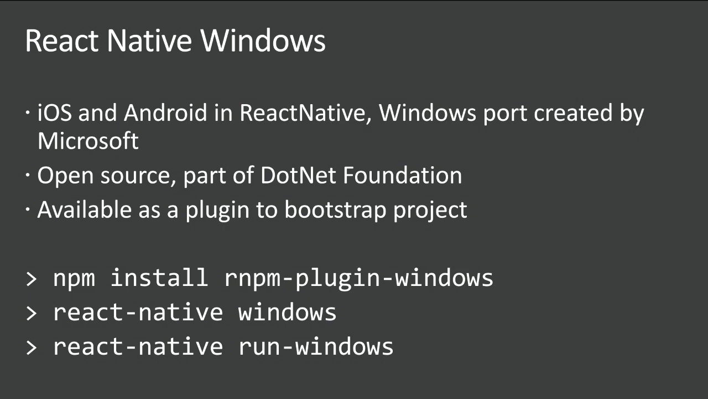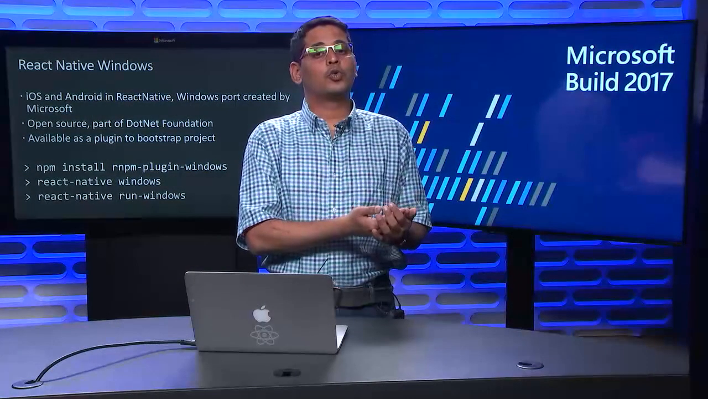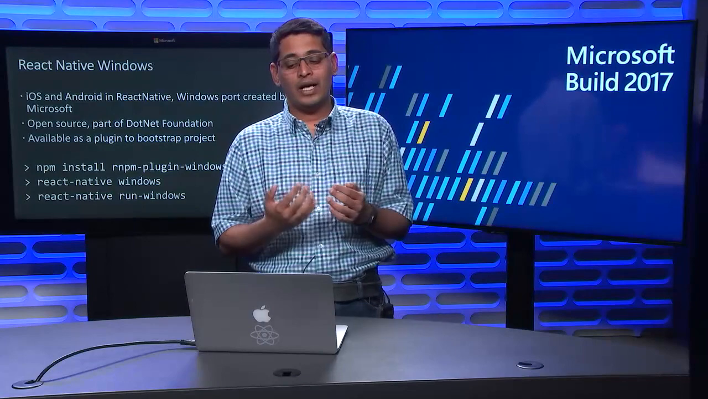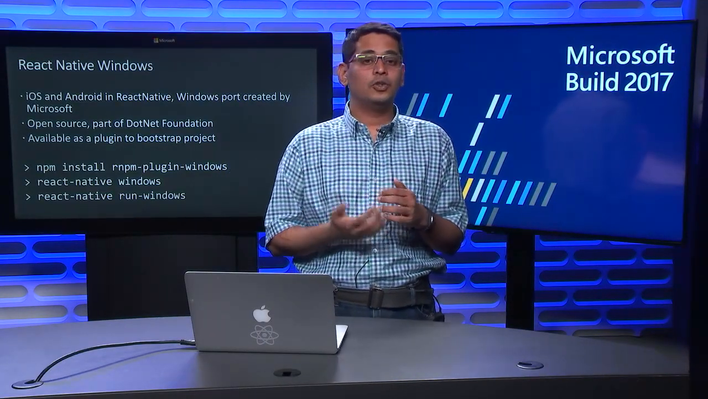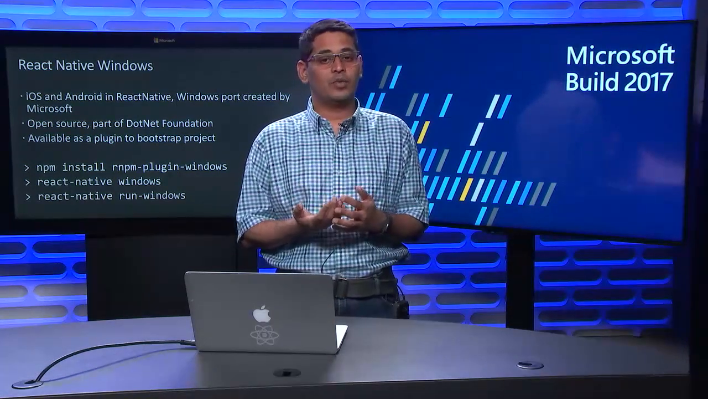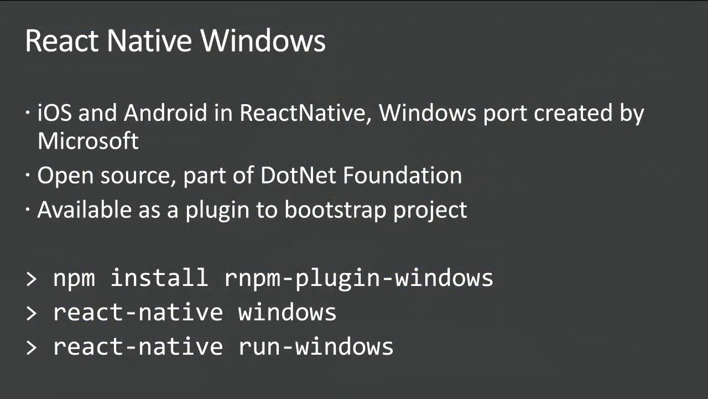The iOS and Android platforms are a part of the core React Native repository, while the Windows port is actually a part of the .NET Foundation. To get started, you'll have to npm install rnpm-plugin-windows, and then just say react-native windows and react-native run-windows. And once you do this, your React Native Windows is just set up.